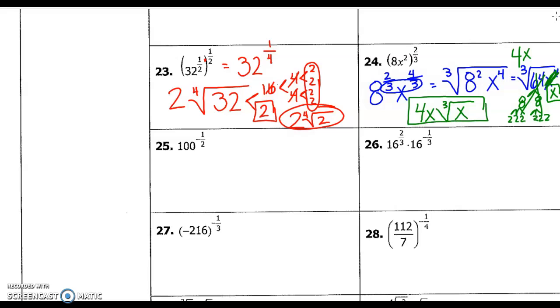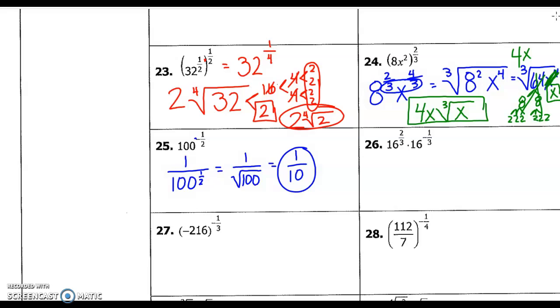All right, these negatives are really bad on this worksheet. You can see this is a negative 1/2. So remember how you get rid of a negative exponent is you move it to the other side. So this would be like 1 over 100 to the power of positive 1/2 when it's in the denominator. So that would be like 1 over the square root of 100. Well, the square root of 100 is 10. Muy bien.